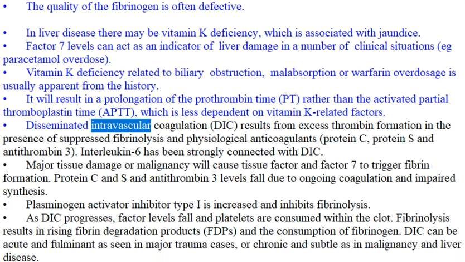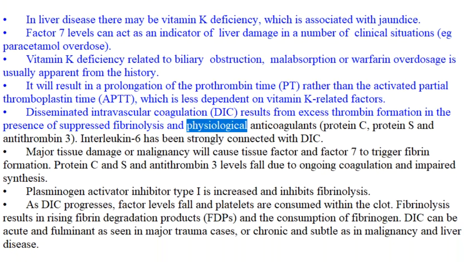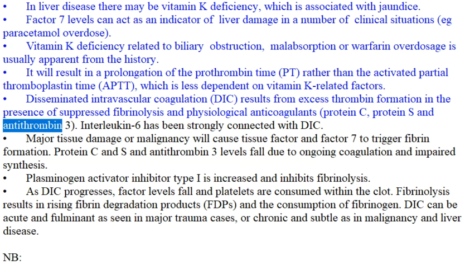Disseminated intravascular coagulation, DIC, results from excess thrombin formation in the presence of suppressed fibrinolysis and physiological anticoagulants, protein C, protein S, and antithrombin 3. Interleukin 6 has been strongly connected with DIC.